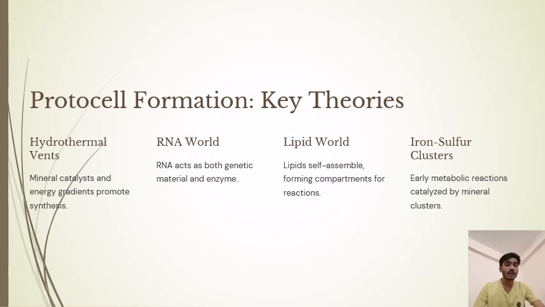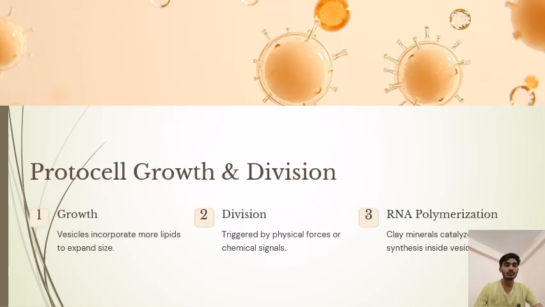Research directions. Experimental simulations: laboratory experiments simulating early Earth conditions to study protocell formation. Theoretical modeling: mathematical modeling of protocell formation and evolution. Synthetic biology: designing and constructing synthetic protocells to understand the minimal requirements for life. These theories and research directions aim to shed light on the mysterious origins of life on Earth.